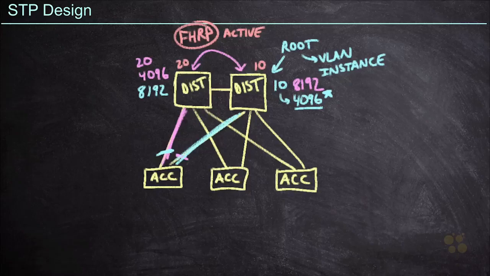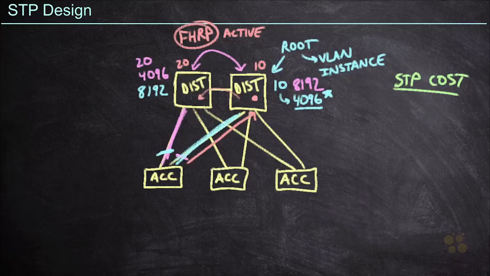This ensures that as traffic comes up, for example on VLAN 10, it's going to be able to hit the FHRP active without having to be bounced over to the second distribution switch. Next up, we need to talk about STP cost. Cost is how spanning tree figures out which is the lower bandwidth link and therefore which link should I block if I need to block one of the two.